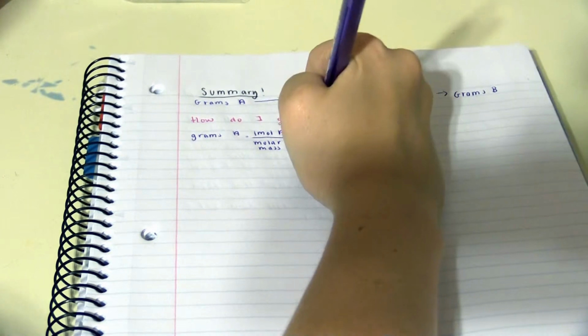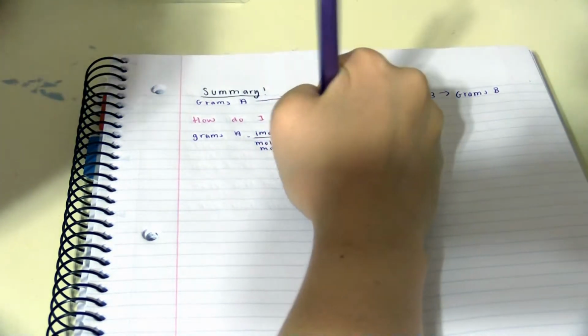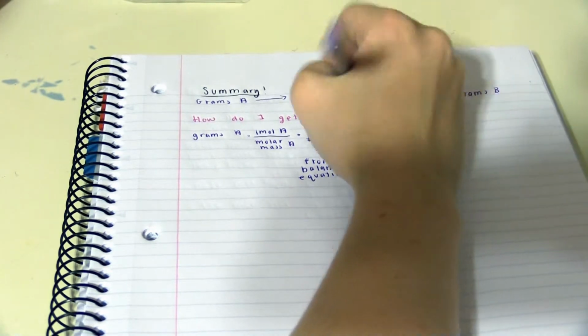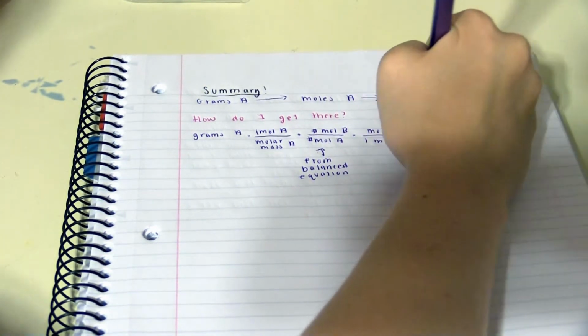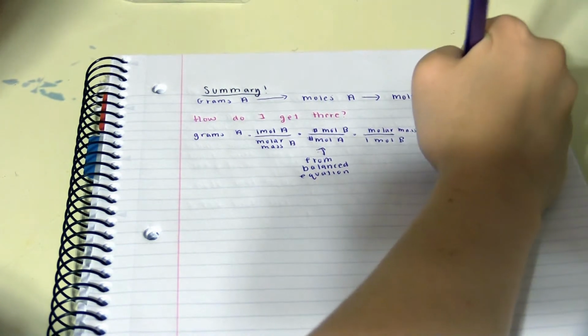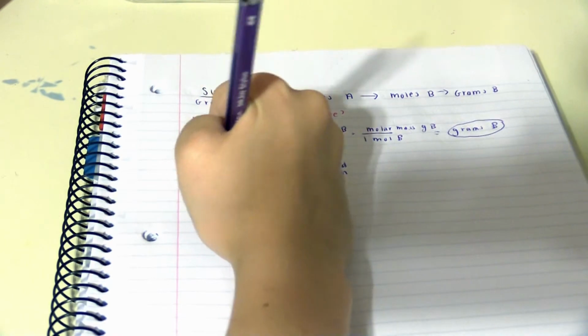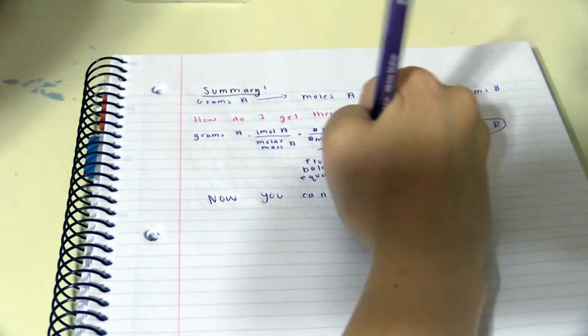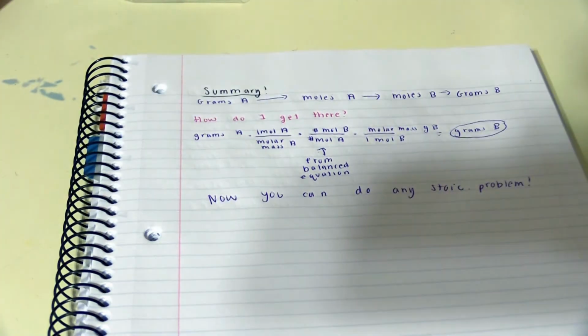Multiply that by the molar mass of grams B over the moles of B. Therefore, the grams of A will cancel out, the moles of A will cancel out, and the moles of B will cancel out, leaving you with the grams of substance B. You use the number of mole B over the number of mole A from the balanced chemical equation. Now you know everything you need to know about stoich to do any stoichiometry problem.